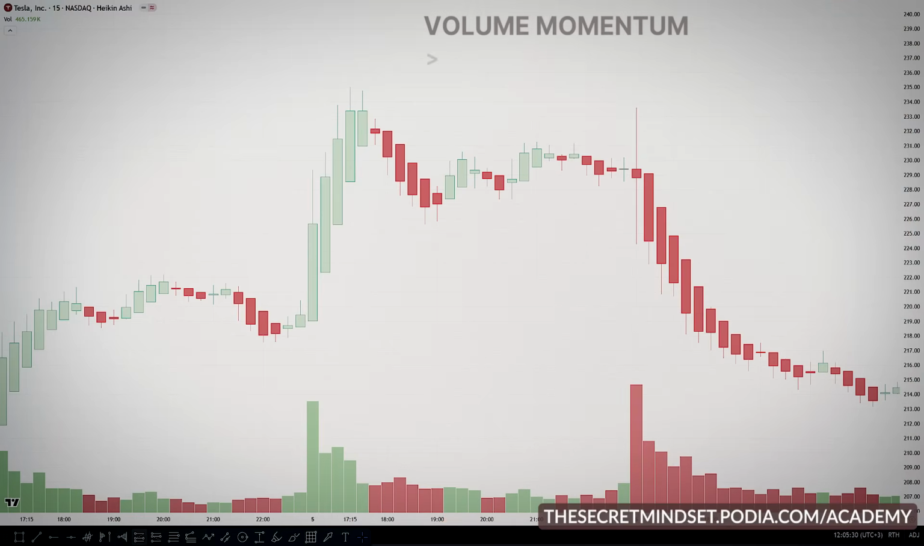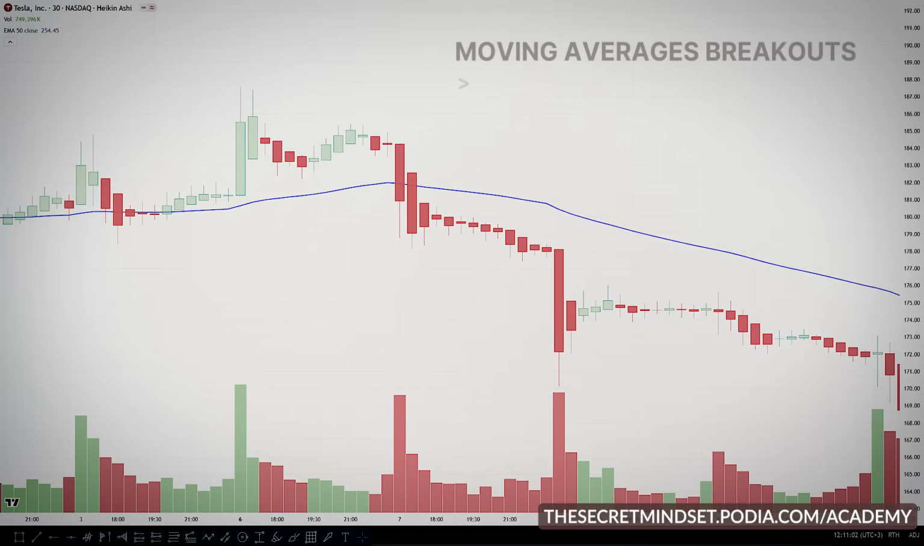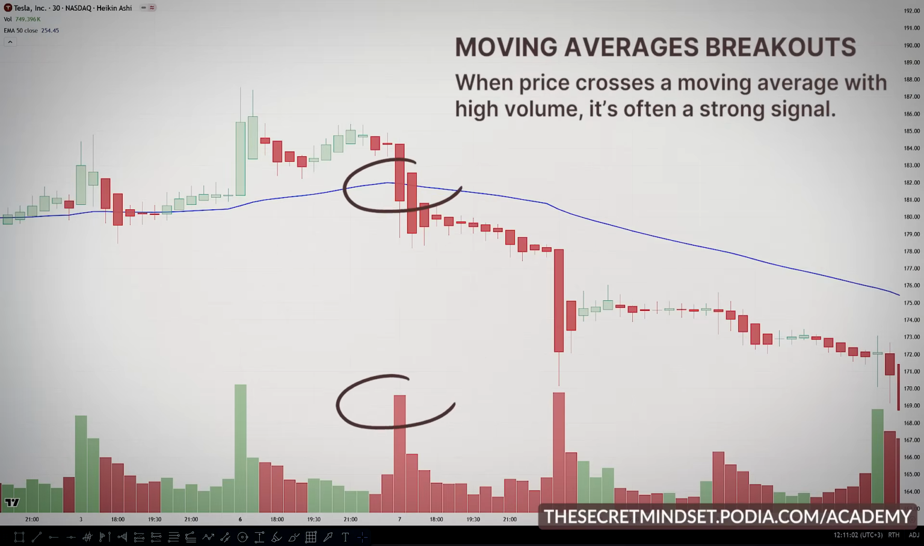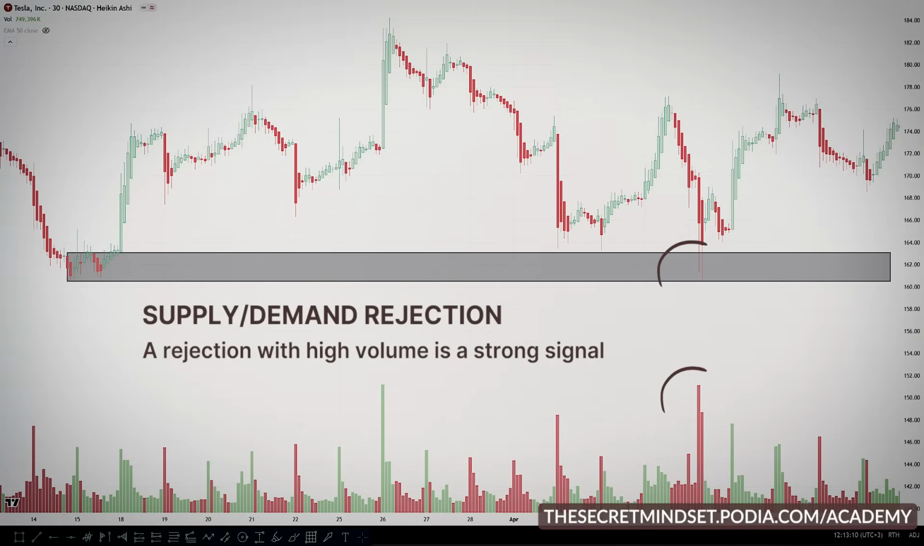These candles are great for showing momentum. When they're all one color, the trend is strong. But watch out for candles with long wicks. These can signal a possible reversal, especially if volume is high. You can also use moving averages with these candles. When price crosses a moving average with high volume, it's often a strong signal. And don't forget about supply and demand areas. When price approaches a key area, watch the volume. A rejection with high volume is a strong signal.